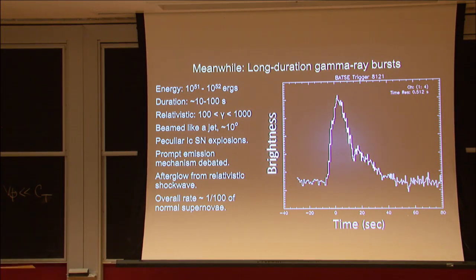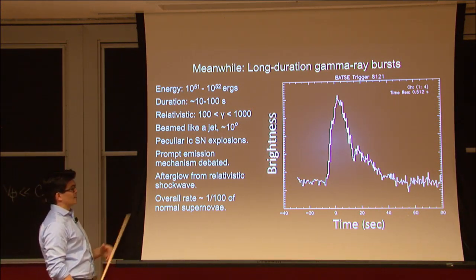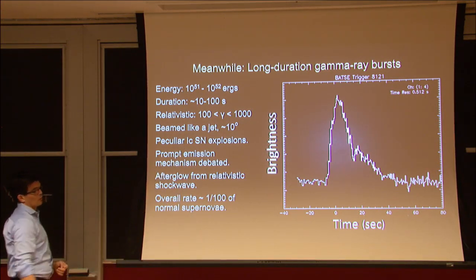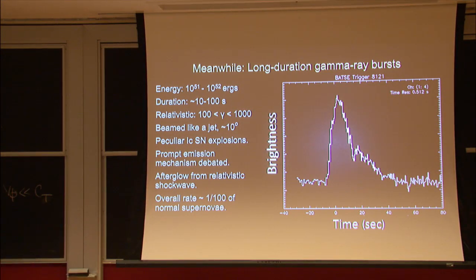So GRBs happen. You know about GRBs. You've heard about them many times. The overall rate is small, but these peculiar Ic explosions are very energetic. So we know about long-duration GRBs. They look like supernovae, except they have relativistic jets, and their total energies are much higher than neutrino heating could ever produce, I think.